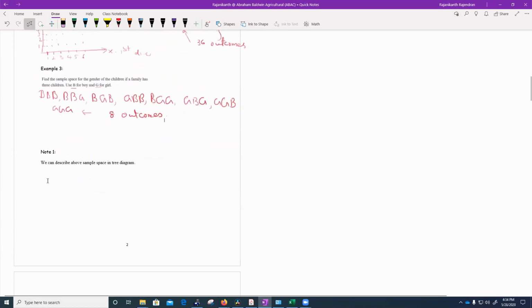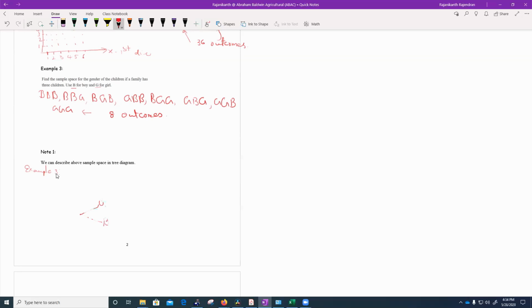Okay. So now we can describe the sample space in terms of a tree diagram. If you want, you could draw a tree diagram to find out the sample space. For example, look at example 3 here. You could draw a tree diagram for this particular problem, the 3-children family. How do you make a tree diagram? In a tree diagram, you have 2 branches, two possible outcomes, maybe girl or boy. Therefore, each branch has 2 possible outcomes.